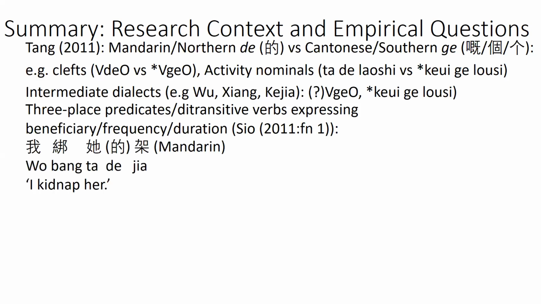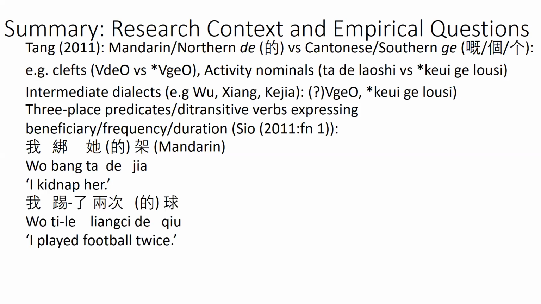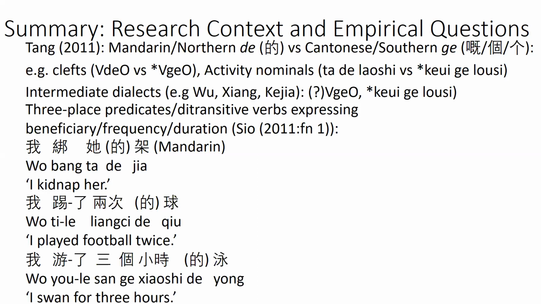For example, in Mandarin, it's possible to say 我绑他的架. We could omit de here, 我绑他架, meaning I kidnap her, but we can also use de here, 我绑他的架, where ta is the beneficiary, or shall I say maleficiary, of the act of kidnapping. Similarly, with frequency phrases, it's possible to say 我踢了2次的球, 我踢了2次球, or 2次的球. The de here is omissible, but it can also be used. 我游了3个小时的泳, 我游了3个小时泳, 我游了3个小时的泳. We can use de or not use it on these types of frequency or duration phrases.